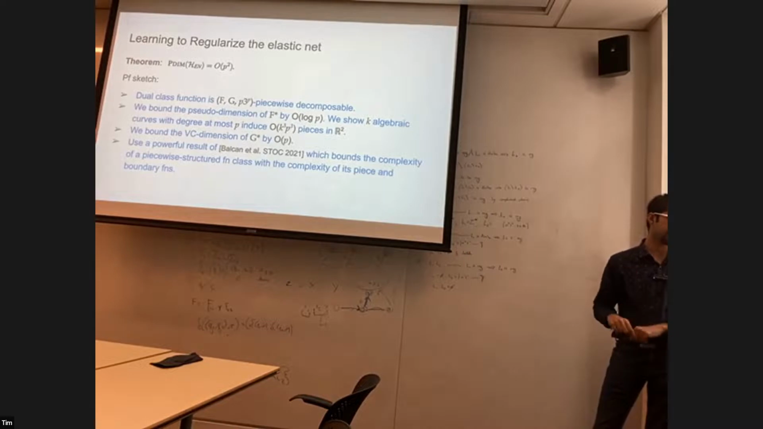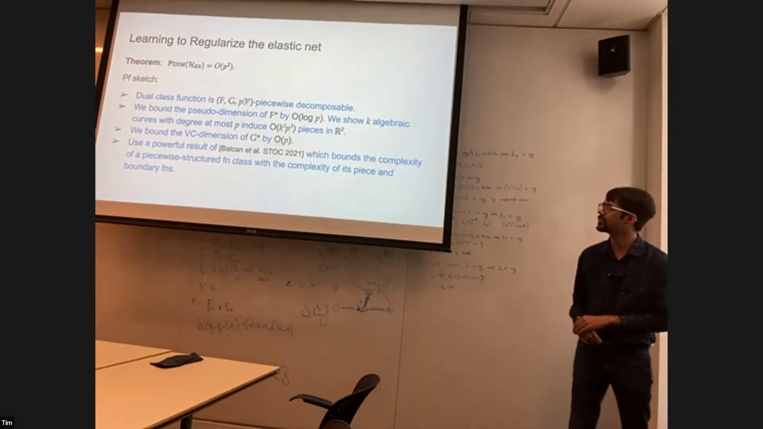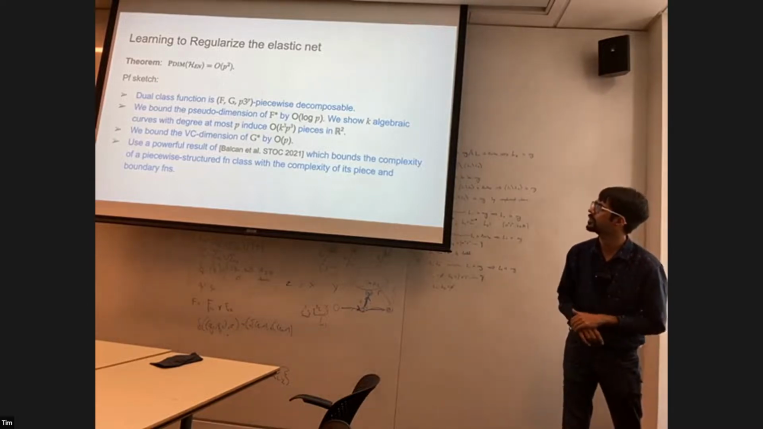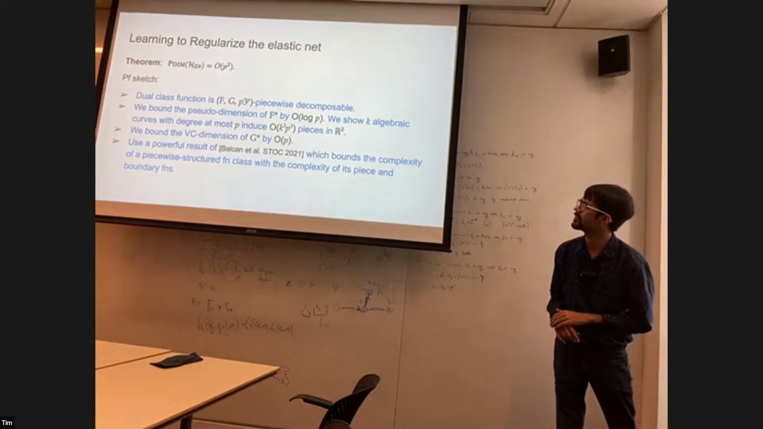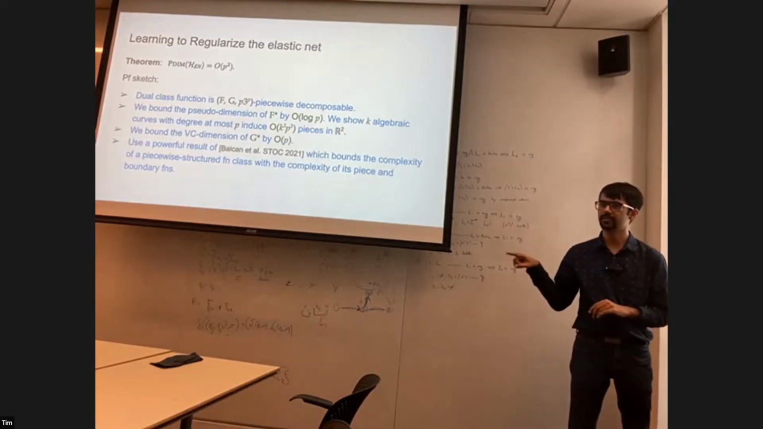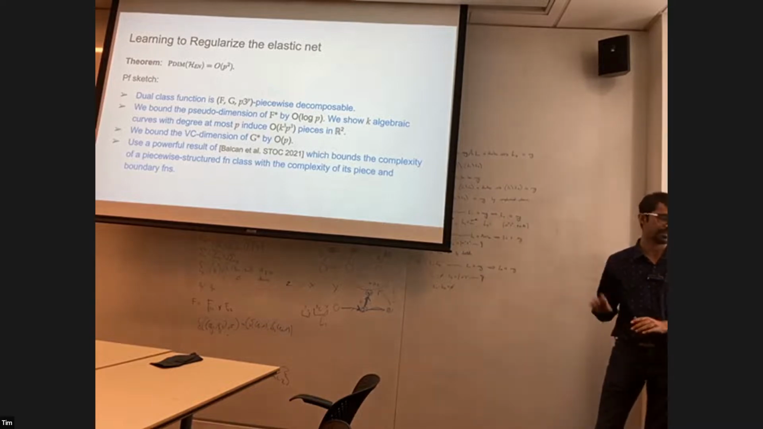Combining all these three results gives us, roughly speaking, a p term corresponding to the complexity of G and these boundary functions, and a p term corresponding to the logarithm of the number of these boundary functions, which, remember, was 3 to the p.